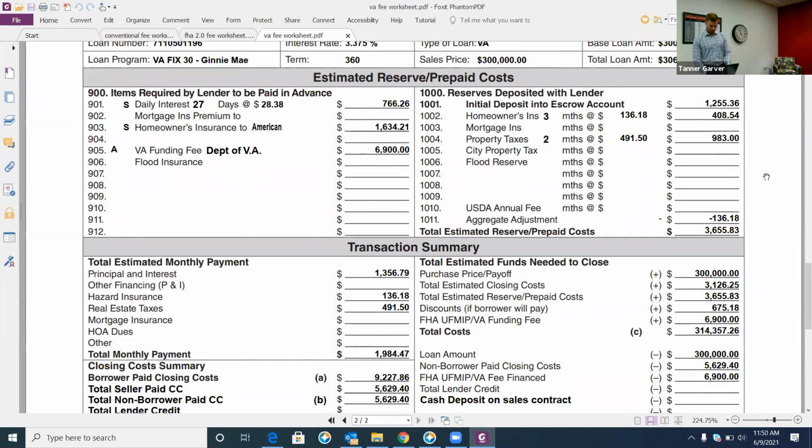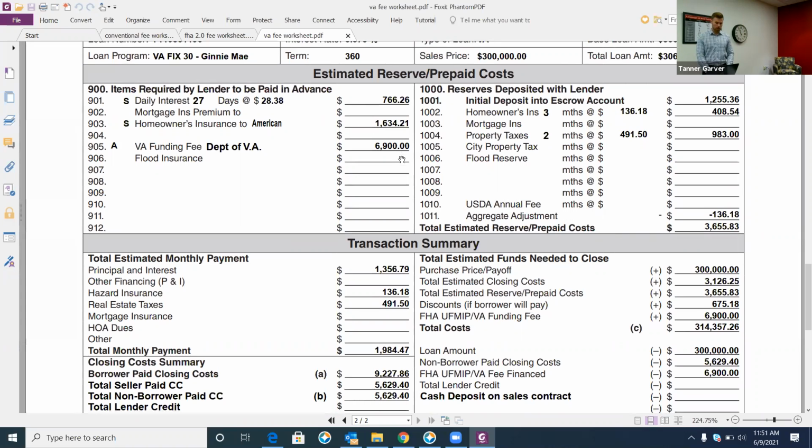Everything looks the same here. This is where it changes. This VA funding fee, this is really what I want to show you guys. With VA, if you're buying with a VA loan for the first time, you have a 2.7% of your loan amount funding fee that is charged to the top end of the loan, like that upfront premium with FHA. It's an upfront premium called the VA funding fee for funding the VA loan. Does that make sense? So 2.7% of your loan amount is what it is.